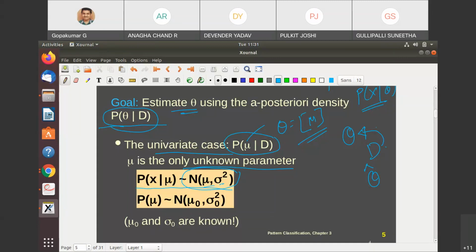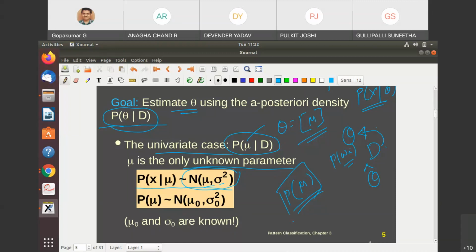Another assumption is that we consider p of mu, which is prior information about the mean value. This is also a prior probability. Earlier we had a prior probability of wi, and now we define a prior probability of mu.